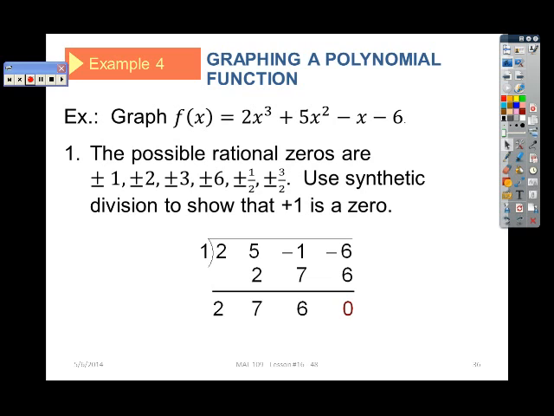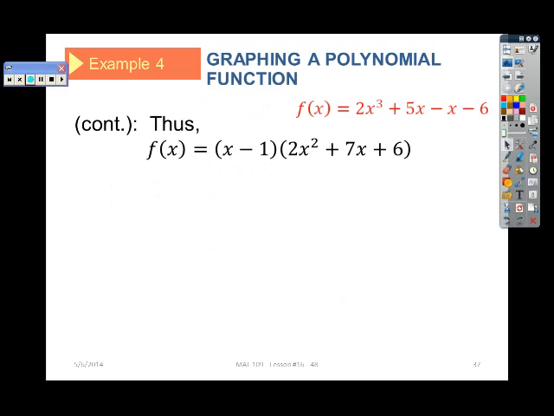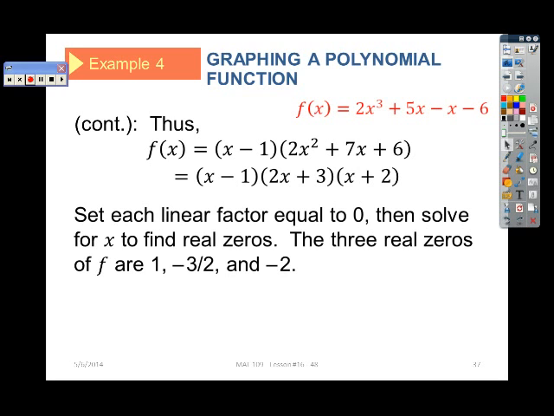We can show that plus 1 is a 0. So that means x equals 1 on the axis is a 0. That reduces it. Now we have a quadratic. We can solve the quadratic. And we get two other zeros, minus 3/2 and minus 2. So there are our three real zeros. Those are points on the x-axis.